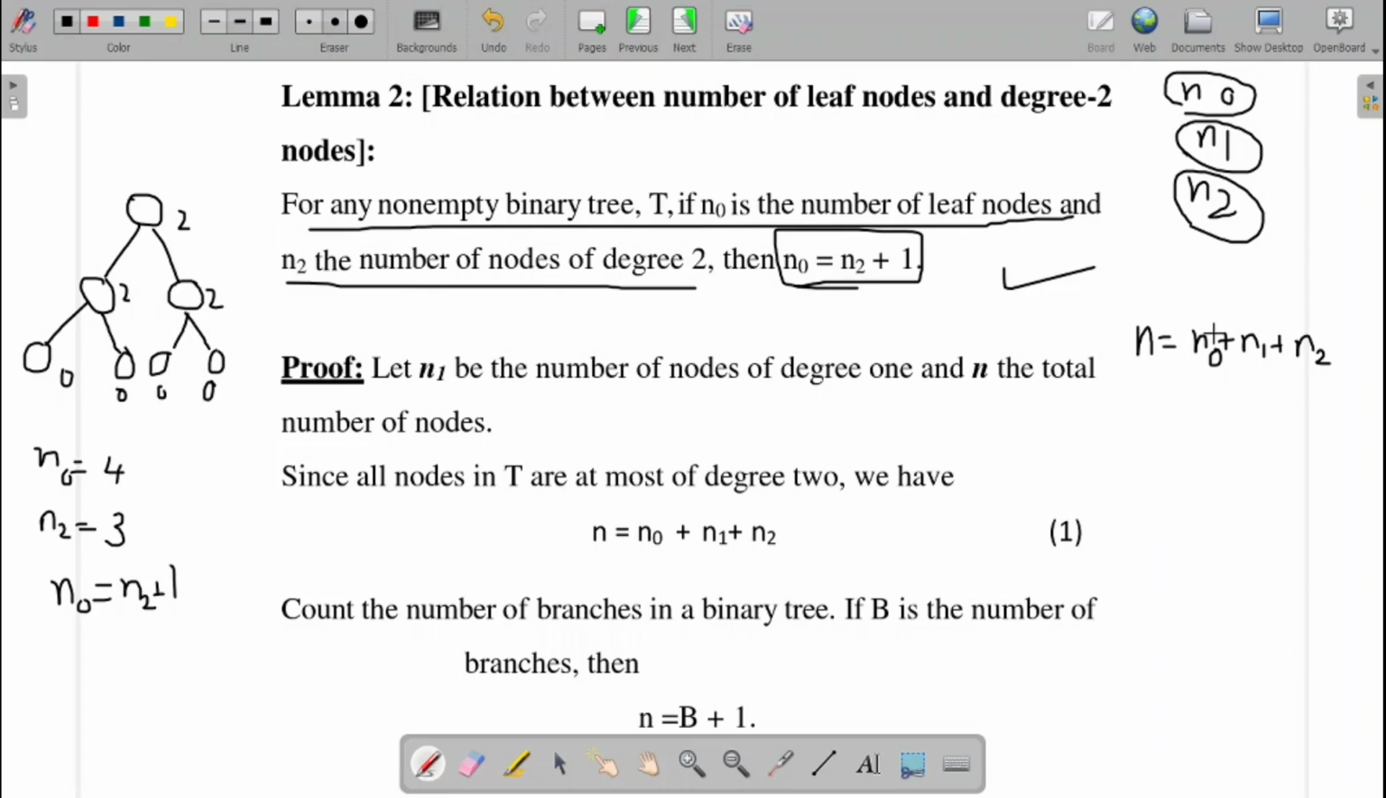The number of branches in that tree, connect it to the number of nodes. If you observe, the branches are nothing but the edges. Edge number 1, edge number 2, edge number 3, edge number 4, edge number 5, edge number 6. So how many nodes do we have? 1, 2, 3, 4, 5, 6, 7. That is, if I have 7 nodes, then I should have 6 edges, 6 branches.